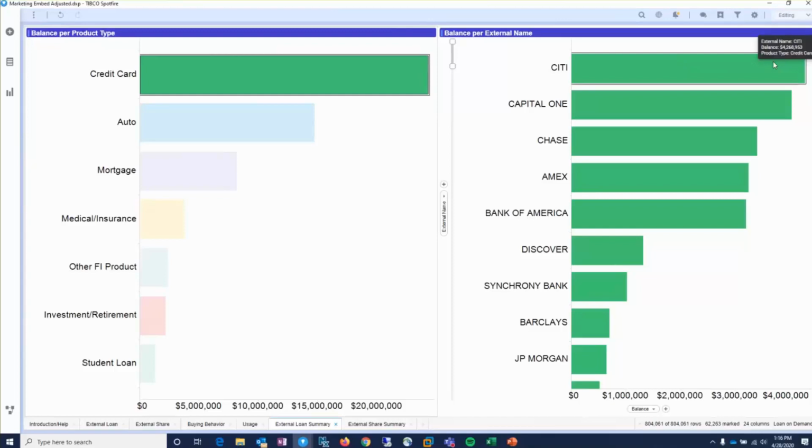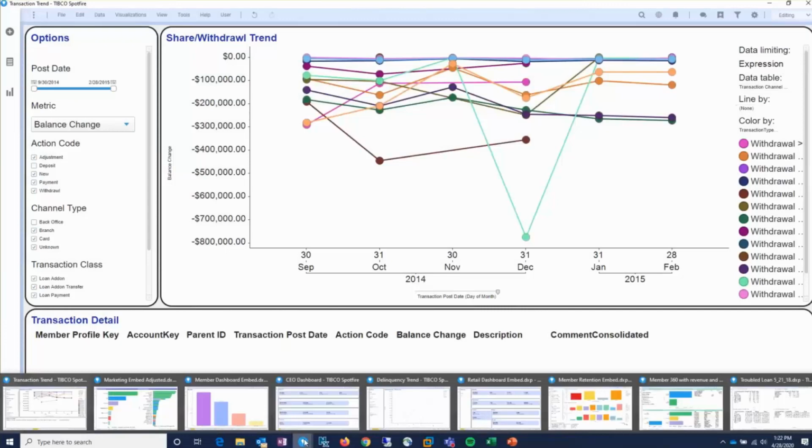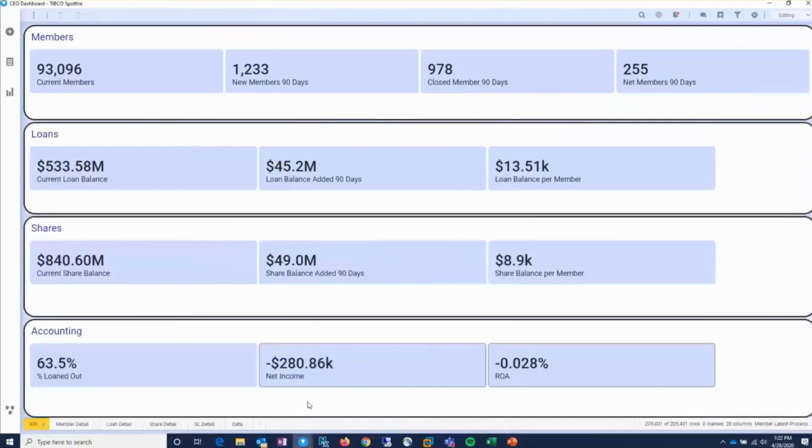Now you can have very specific, very targeted, and very realistic expectations and conversations around who your competitors are and for what and what you hope to get out of it. So let's talk about some of our other standard dashboards. So let's talk about a CEO one.